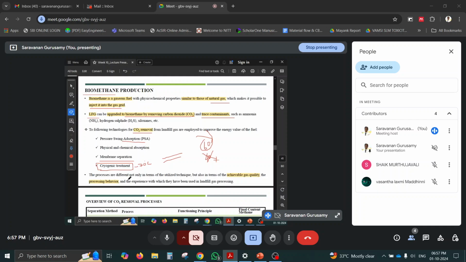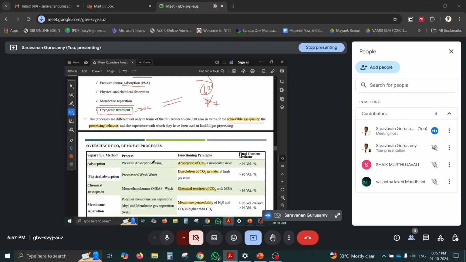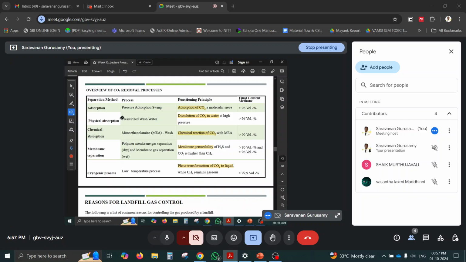condensation points. The processes differ in terms of the achievable gas quality, the process behavior, and the experience with which they can be used. So everything is based on practical suitability. So these are the different techniques we have seen and the comparison.